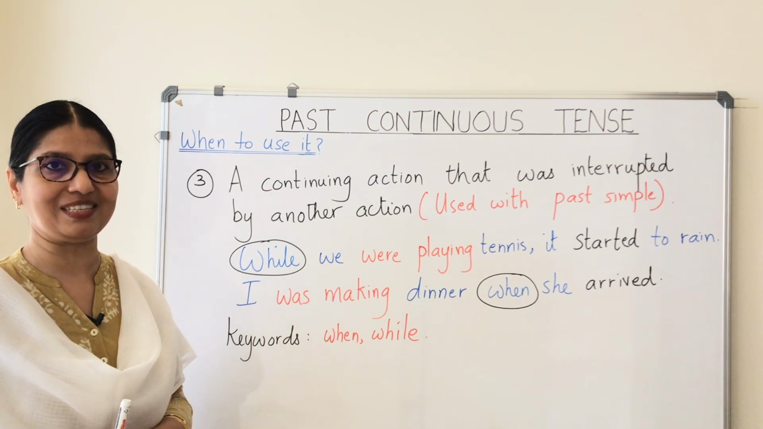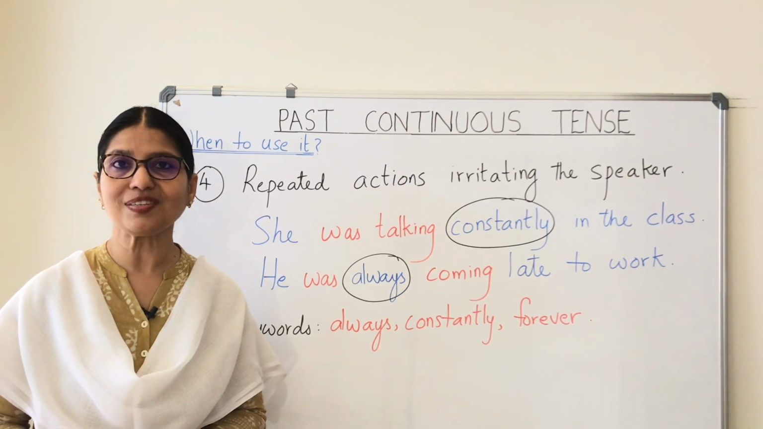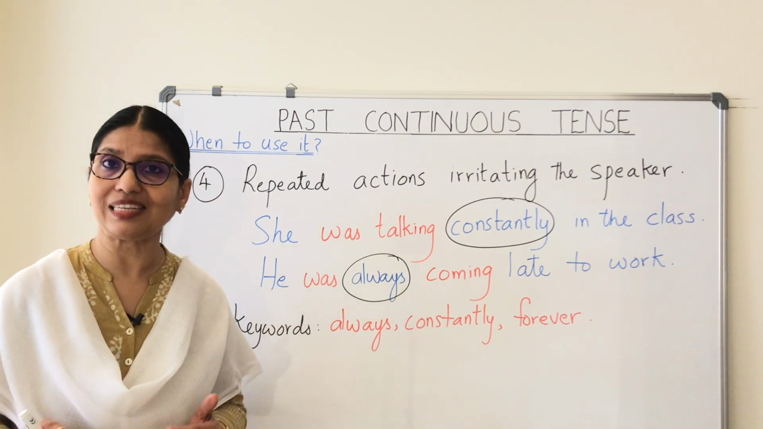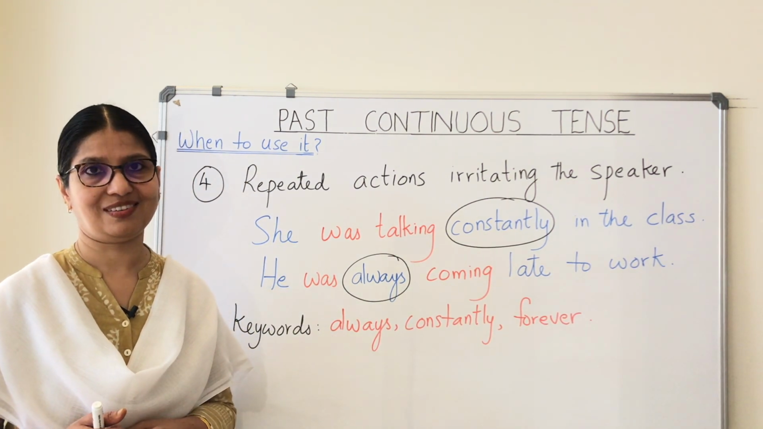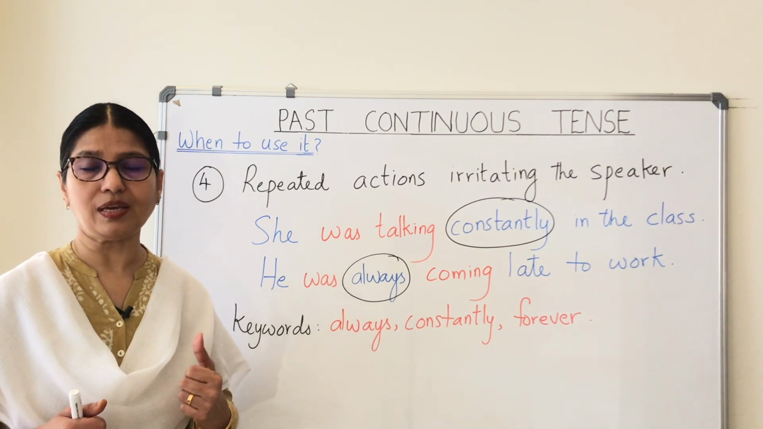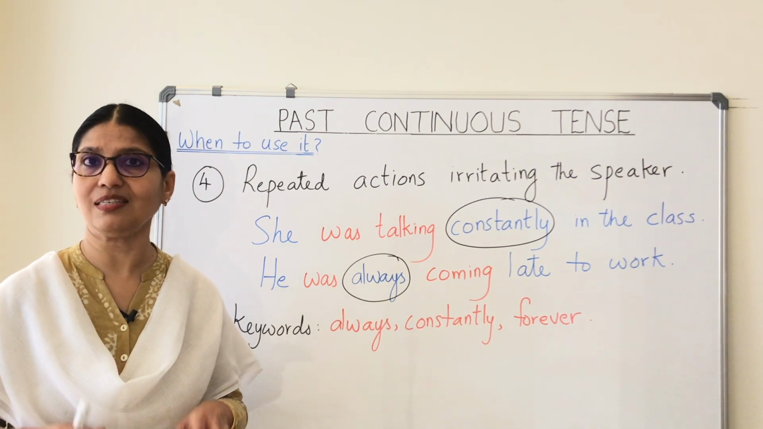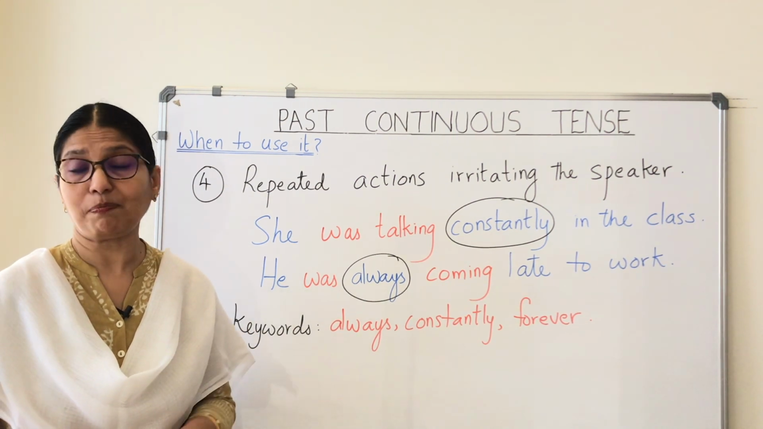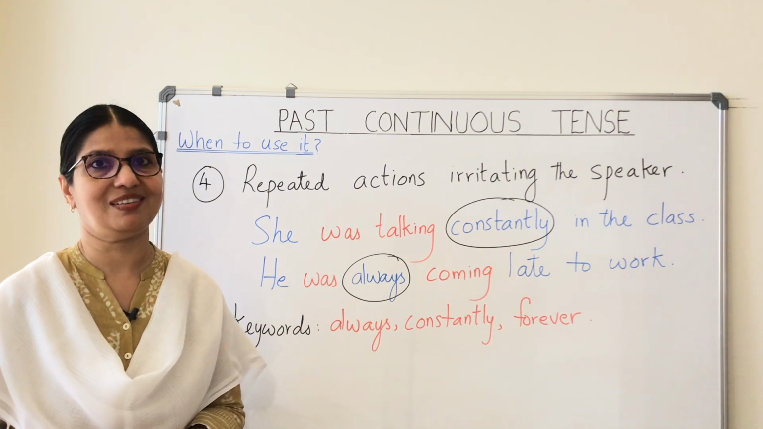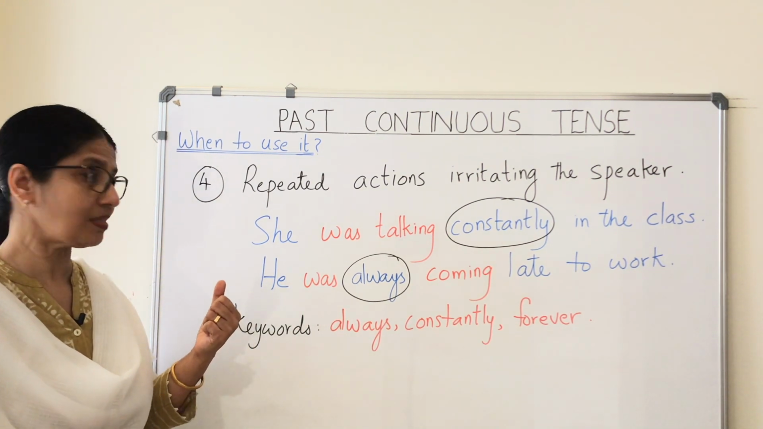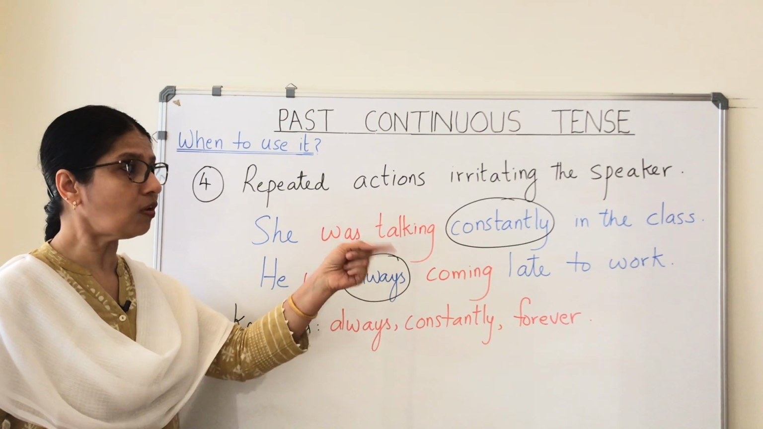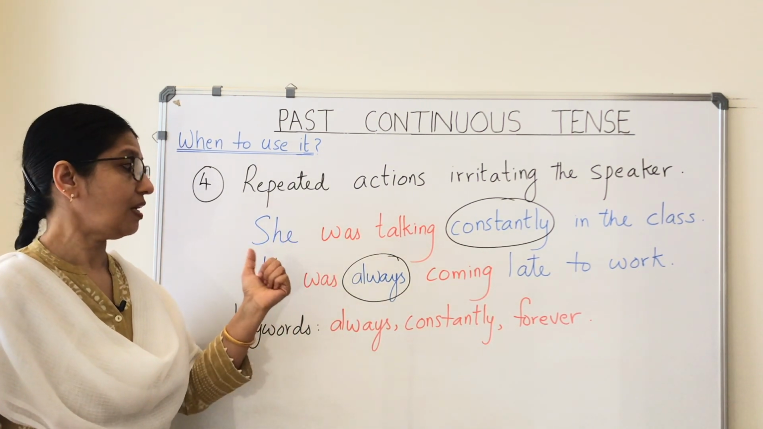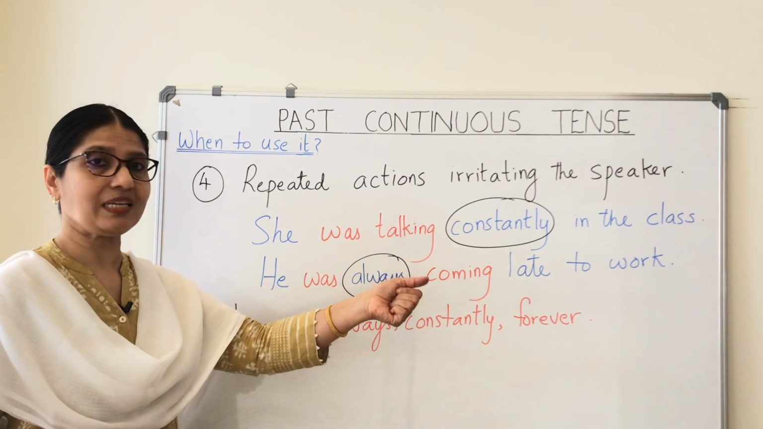Sometimes the past continuous tense is used to refer to repeated actions that irritate or annoy us. So when we use it in this way, we have to make sure that this action doesn't happen now. It should have happened only in the past, and perhaps it was a temporary habit. So here we have two examples. She was talking constantly in the class. So it was something which is annoying. He was always coming late to work.